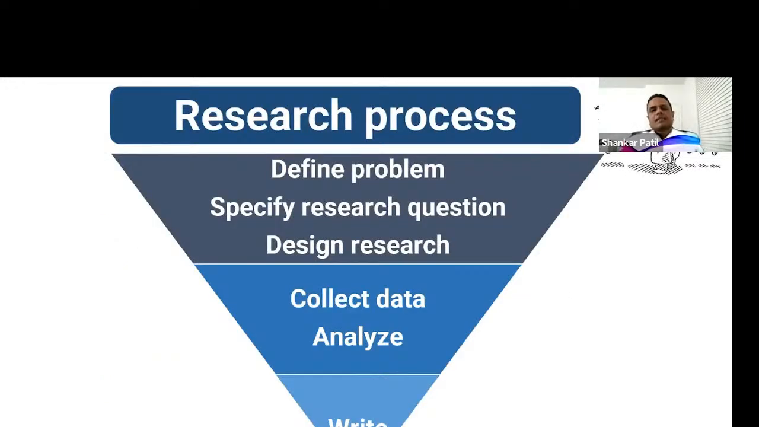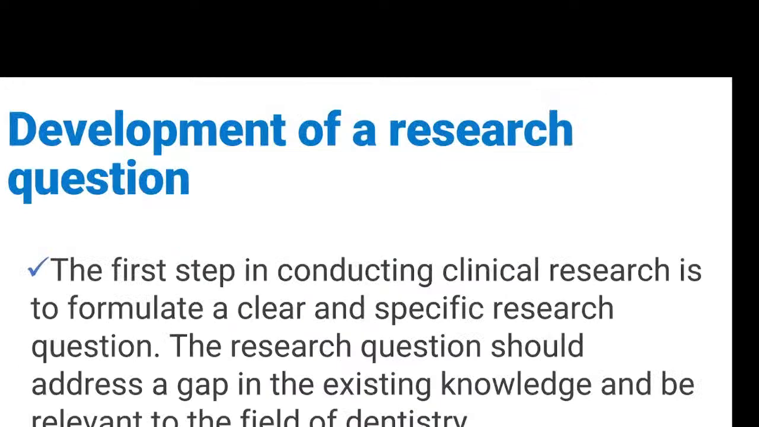And how does the research process go? First you need to define the problem, specify a particular research question, and design the research properly. Designing the research is very, very important, because that is the whole methodology. Then collect adequate data, analyze the results properly, and then write the manuscript. So this is the whole process in research.